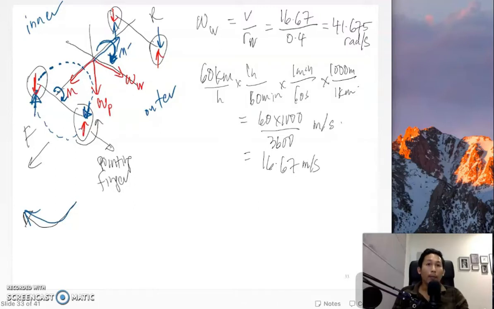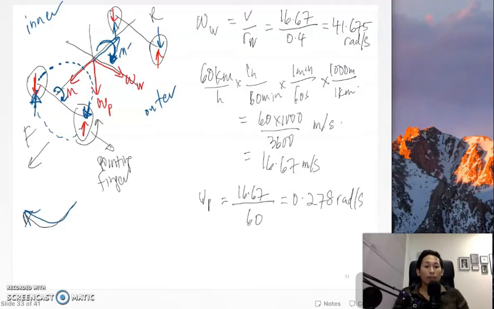And then we can calculate our precession. The precession is 60 kilometer per hour turning to the right with a 60 meter radius, so we have 16.67 meter per second over 60 meter radius, and we get the answer 0.278 radian per second.